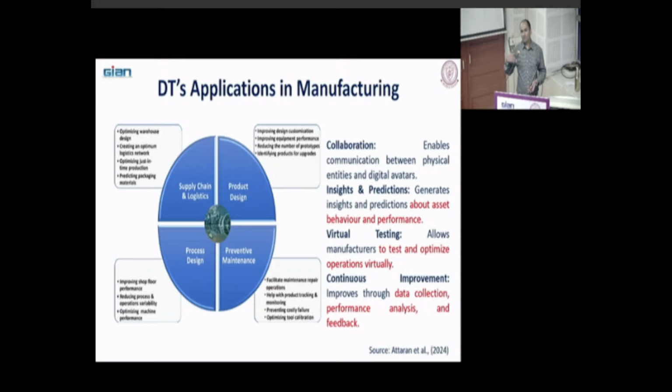So before going to the prototyping, you can play with the design, their digital model, improving the equipment performance, reducing the number of prototypes. Process design, again improving shop floor performance, optimizing machine performance. When you do the predictive maintenance, basically the performance of those machineries will automatically improve. Preventive maintenance.